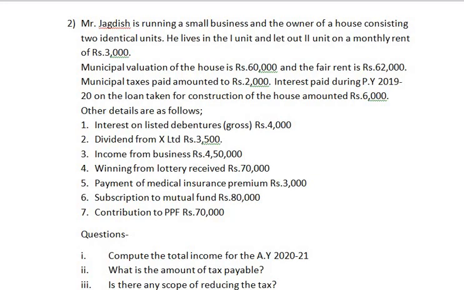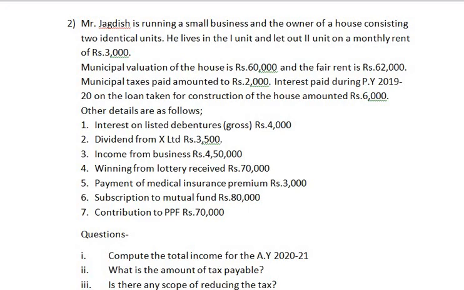Interest on listed debenture, gross amount, is 4,000. This comes under income from other sources. Dividend from X Limited 3,500: as the dividend is received from an Indian company, it is exempted from tax. Income from business 4,50,000. Under the third head, that is income from business and profession, you are directly given the amount 4,50,000. Winning from lottery received rupees 70,000.